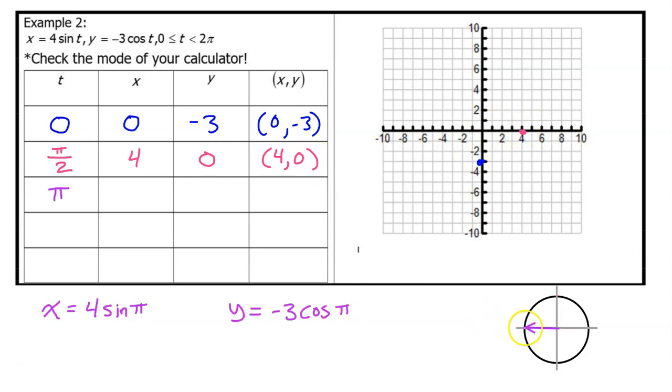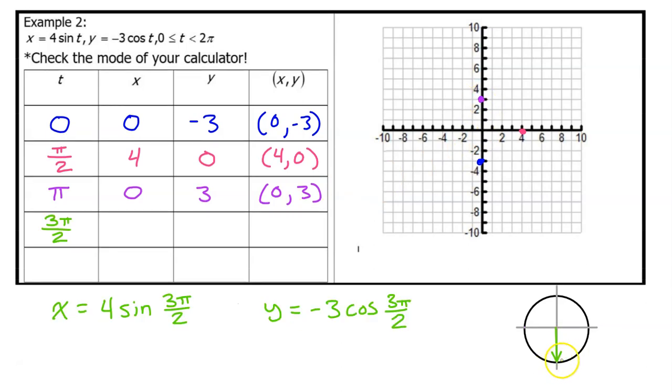Pi is right here on the unit circle. When t equals pi, x will equal 4 sine pi. The sine of pi is 0, so x will equal 0. Y will equal negative 3 cosine pi. Cosine of pi is negative 1. Negative 3 times negative 1 is positive 3, so we get the point 0, 3, which is right here.